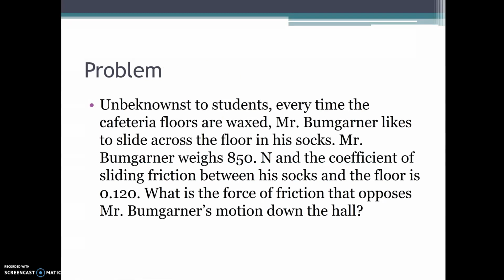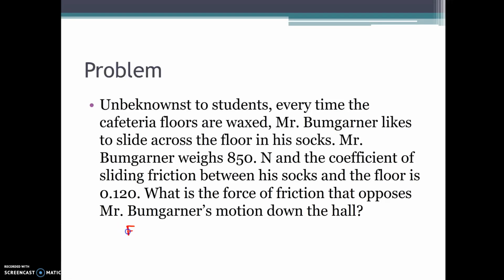So a couple questions here are examples of how we do this. Unbeknownst to students, every time the cafeteria floors are waxed, Mr. Baumgartner likes to slide across the floor in his socks. Just close your eyes and imagine that for a second. Mr. Baumgartner weighs 850 newtons, and the coefficient of sliding friction between his socks and the freshly waxed floor is 0.120. What is the force of friction that opposes Mr. Baumgartner's motion down the hall?